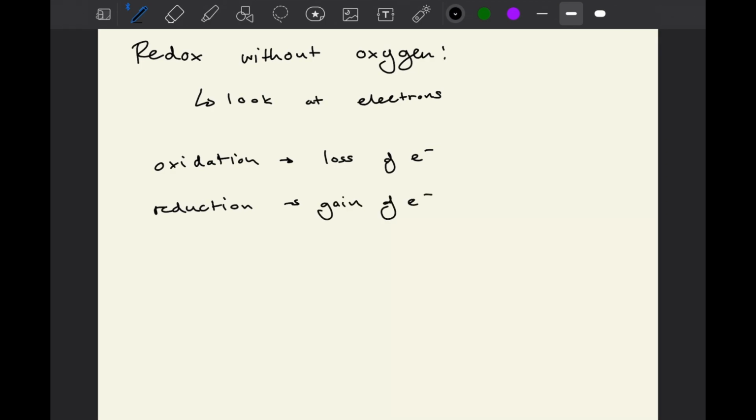And you can remember this with OIL RIG. Oxidation is loss of electrons, reduction is gain of electrons. So whenever a substance loses electrons, it gets oxidized, but whenever a substance gains electrons, it gets reduced. Reduction and gaining can be a bit confusing, so don't get confused. Let's look at two examples.